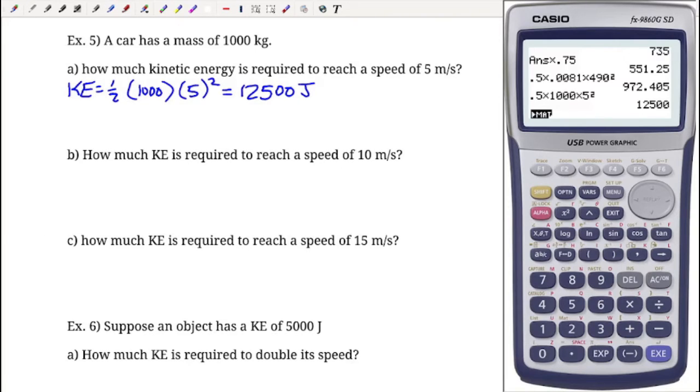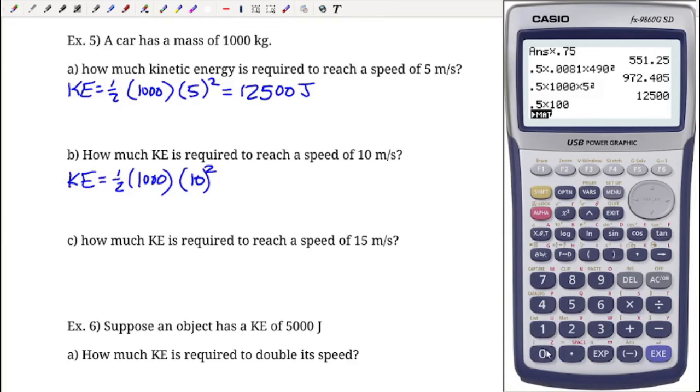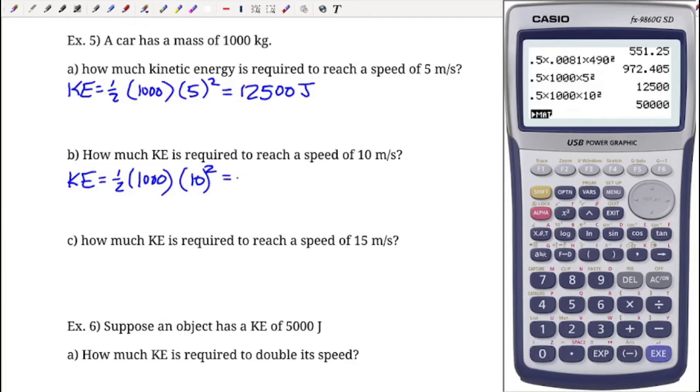Part B then asks how much kinetic energy is required to reach a speed of 10 meters per second. So let's go through all those same calculations again. It's still going to be kinetic energy is 1/2 times 1,000, but this time instead of just 5 meters per second, we're going at 10. Plug that into your calculator and see what you get. Turns out it's going to take 50,000 joules to reach a speed of 10 meters per second.